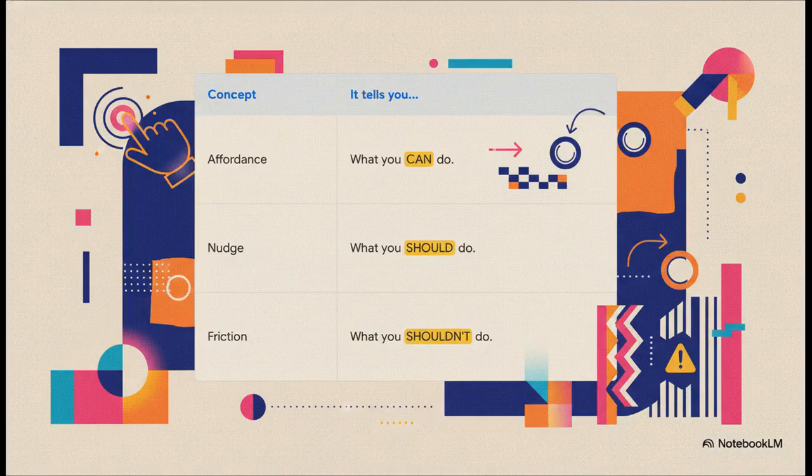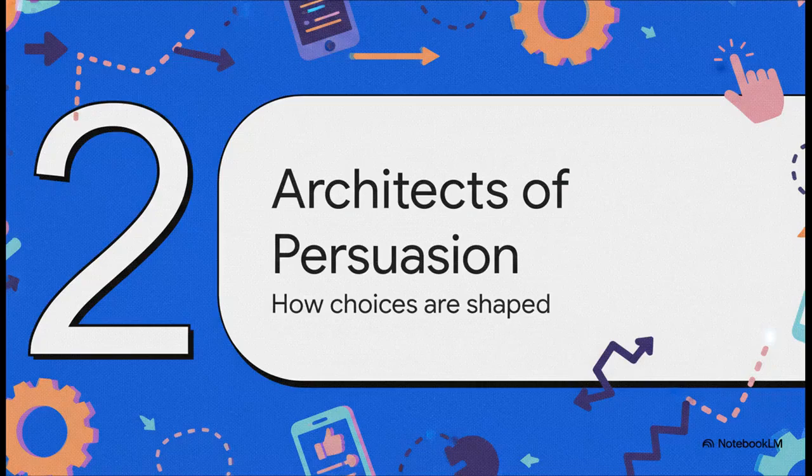Okay, so this is where it gets really interesting because it's how these three things work together. This table sums it up perfectly. Affordance shows you what you can do. A nudge points you toward what the designer thinks you should do, and friction, that makes it harder to do what they think you shouldn't do. See, it's a whole system for guiding your behavior. All right, now that we have our toolkit, let's become digital detectives. We're going to go out into the wild and start spotting these concepts, and you'll see how they're being used to shape our choices every single day.